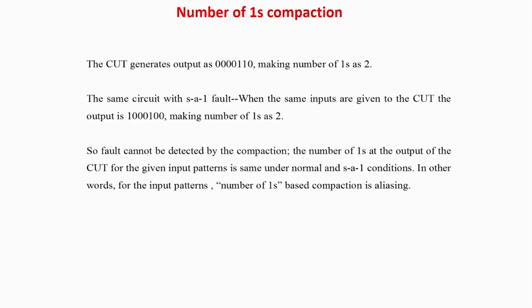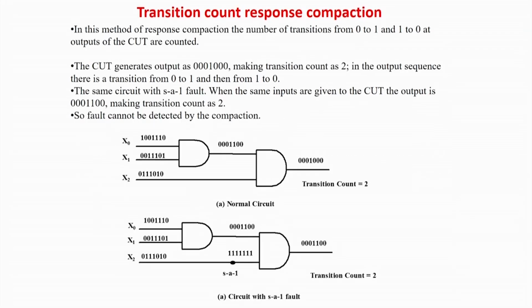But I am telling you from this viewpoint of the circuits. So once you have more idea on coding theory, you can easily map it to the case of VLSI. So this is actually called number of 1s compaction given aliasing. So in this case the fault is not detected.